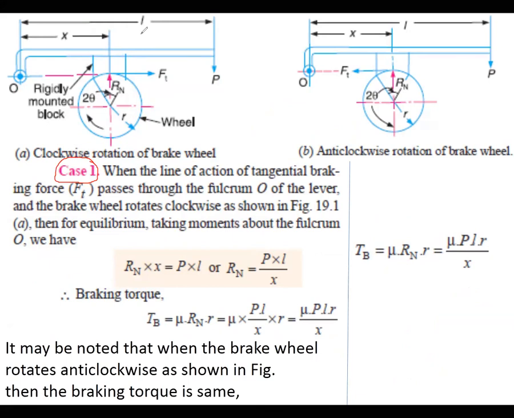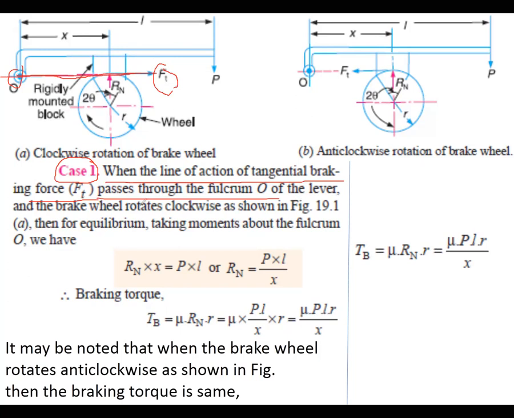The first case is when the line of action of the tangential brake force Ft passes through the fulcrum O of the lever. This is the fulcrum, and the tangential force acts along it. Sometimes the fulcrum may be in a downward or upward direction, but that is not a matter. Here we are considering that the frictional force passes through the fulcrum axis.